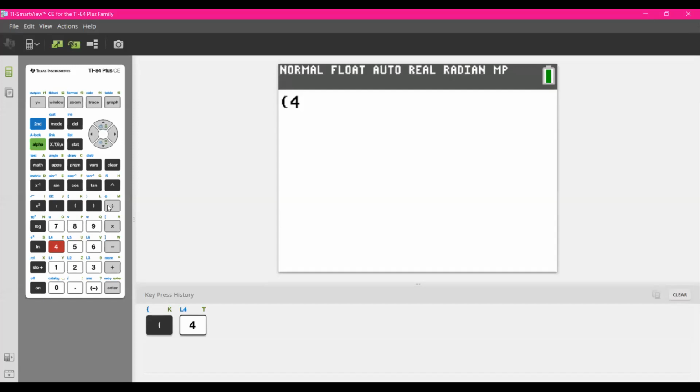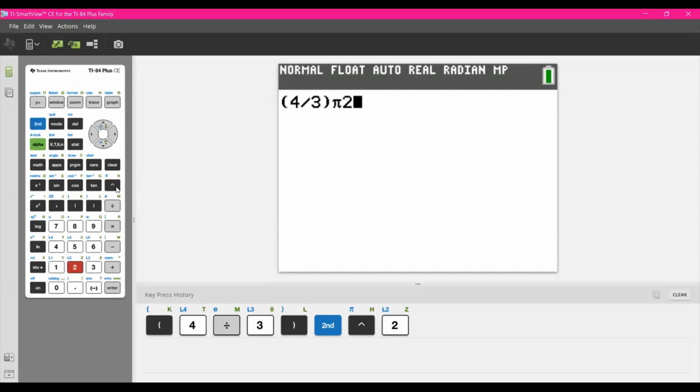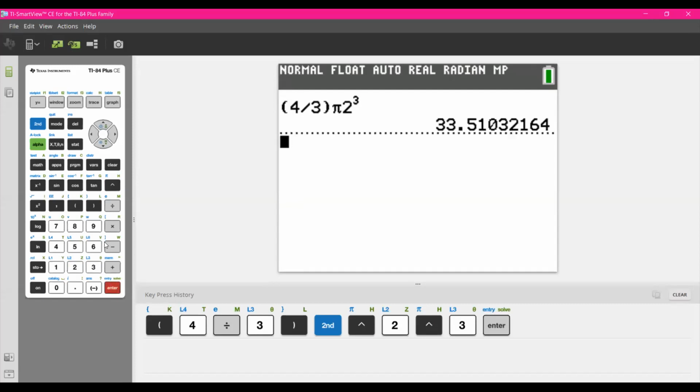Okay, so we do 4/3, put in parentheses, pi. Oh no, I covered my screen where the pi button is. Pi 2, and then this button right above division that looks like the roof of a house, and then you can type your 3. You should get 33.51. I want everybody to type it in and make sure they also get 33.51.